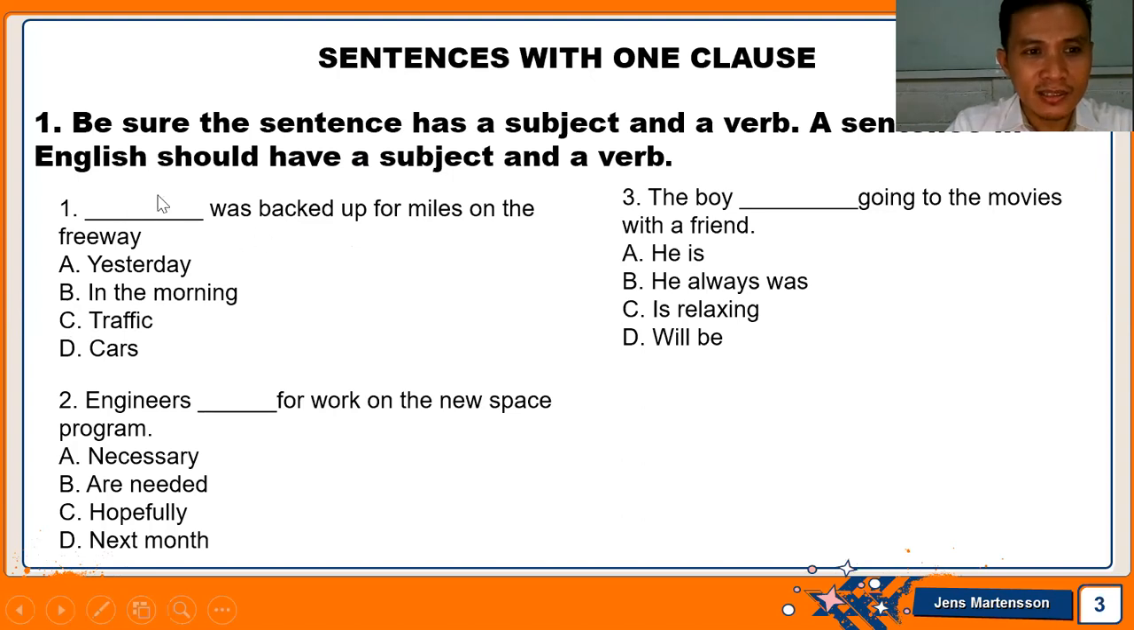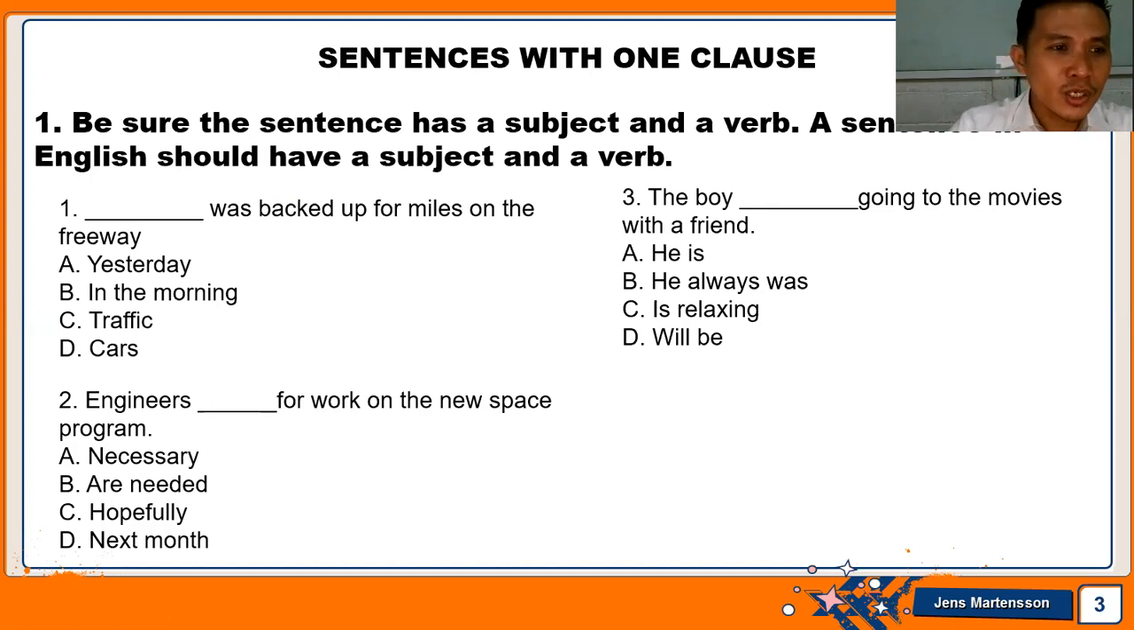But there is something missing here. The sentence is not complete if there is no subject and verb. Minimum, it has a subject and a verb. So we found the verb here, was backed up. The verb or the predicate can be passive or active. No matter whether the verb is passive or active, it's still the predicate or verb.